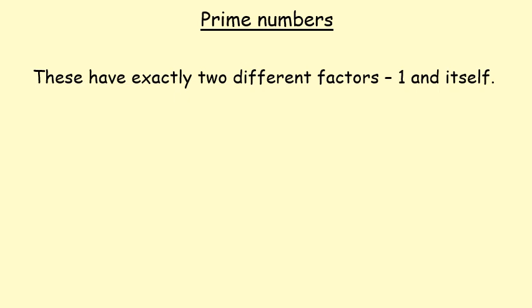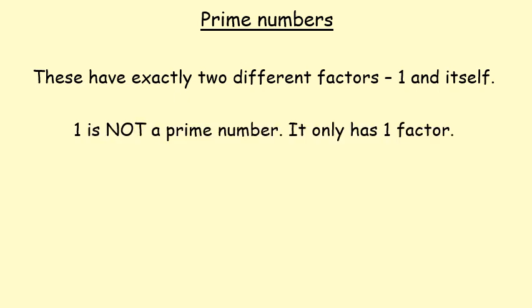Okay, so the next section is looking at prime numbers. Remember, our definition of a prime number: these have exactly 2 different factors, 1 and itself. Okay, so 1 is not a prime number. You need to remember this. 1 is not a prime number. It only has 1 factor, which is 1.